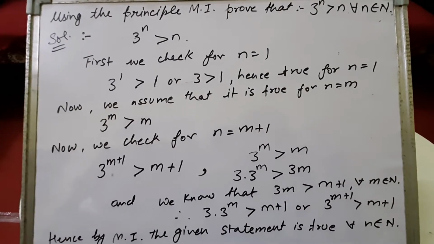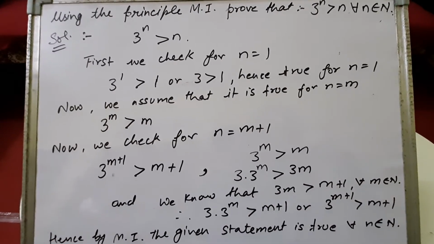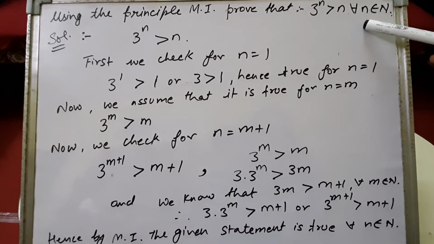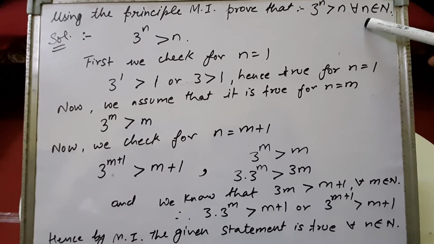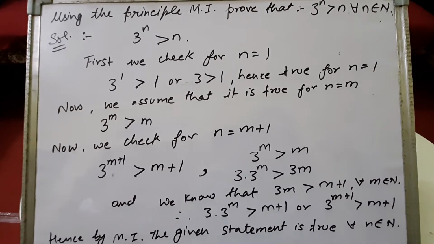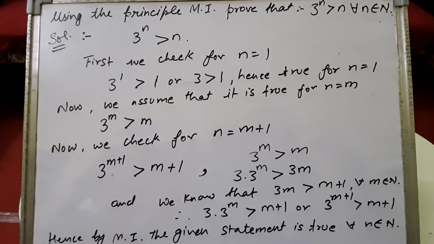Now let's see another sum, children. Here we have to prove, using the principle of mathematical induction, that 3 to the power n is greater than n for all n belonging to natural numbers. This we have to prove using mathematical induction.